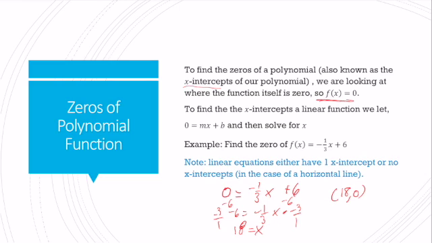Now, linear equations can either have one x-intercept or no x-intercepts. That's in the case of horizontal lines. Because horizontal lines are parallel to the x-axis, they're never going to cross it, so they're never going to have an x-intercept.